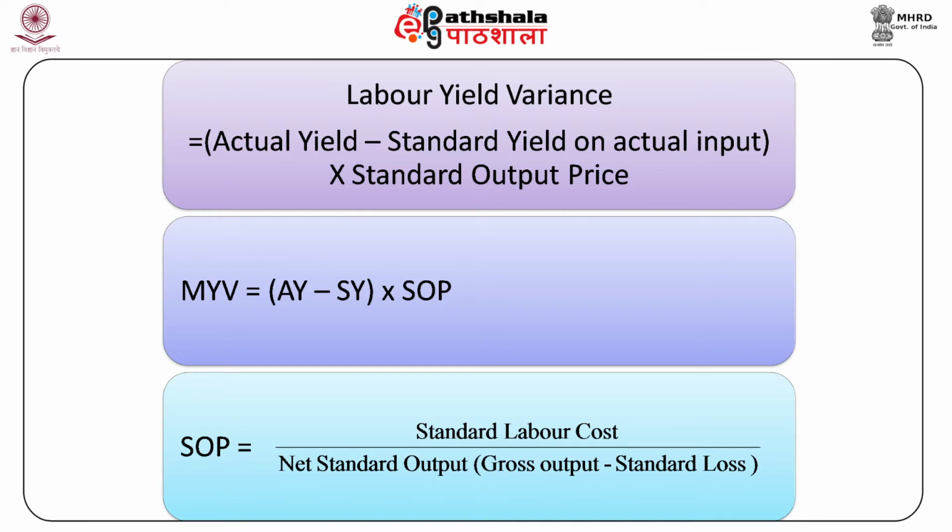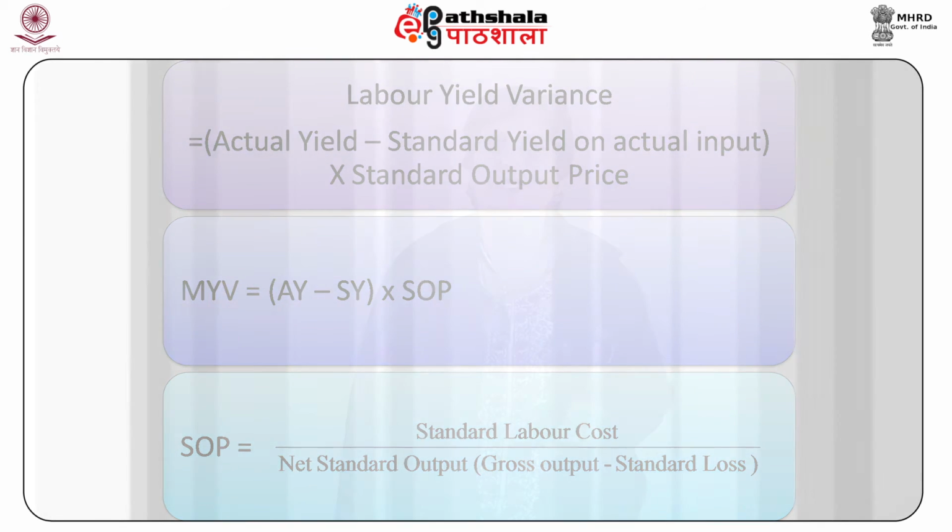Labor yield variance is equal to actual yield minus standard yield on actual output into standard output price. In short, LYV will be equal to AY minus SY into SOP, where the standard output price is the standard labor cost per unit of output, or standard labor cost upon net standard output, that is gross output minus standard loss, will be equal to SOP. LYV is favorable when the actual yield is more than standard yield and vice versa.